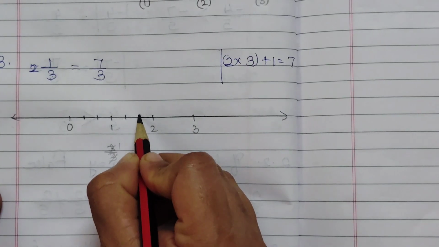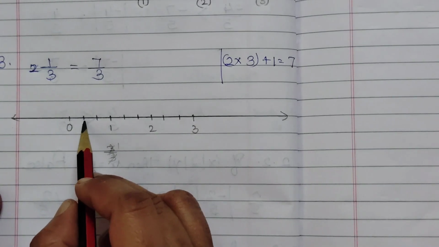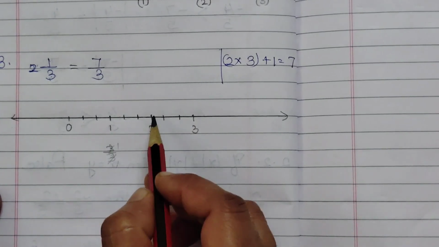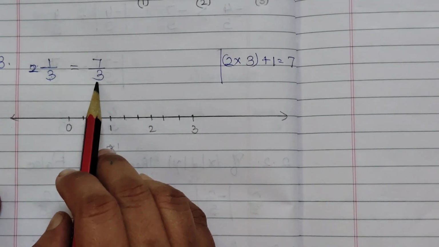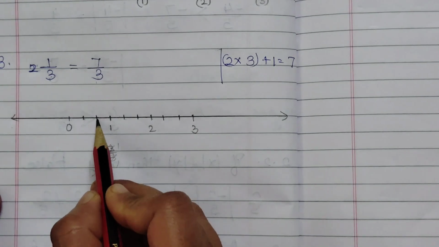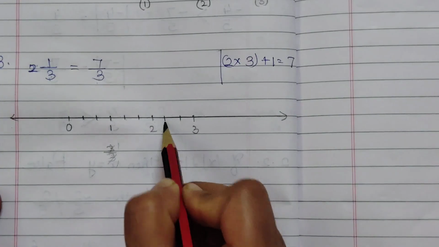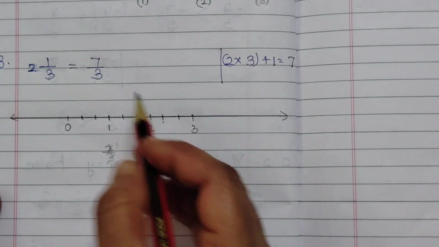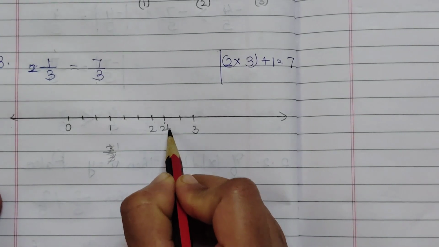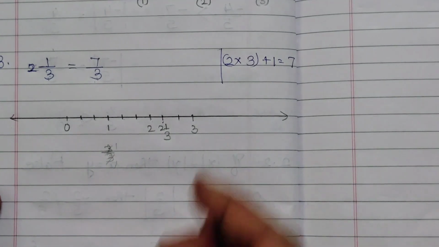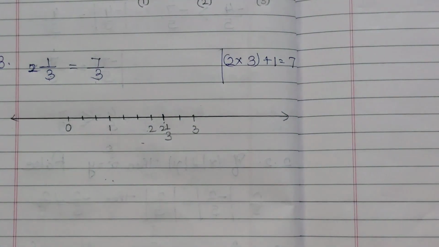In the same way we are going to mark 2 lines in between here also. So after 0 we are going to count 1 upon 3, 2 upon 3, 3 upon 3, 4 upon 3, 5 upon 3, 6 upon 3, 7 upon 3, 8 upon 3, 9 upon 3. Got it? So we want 7 upon 3. We start after 0: 1 upon 3, 2 upon 3, up to 7 upon 3. So this is the number. Here 7 upon 3 comes. Instead of writing 7 upon 3, we are going to write 2 1 upon 3. Got it?